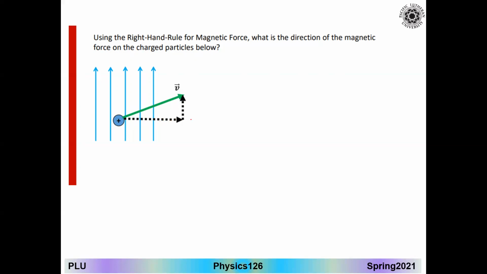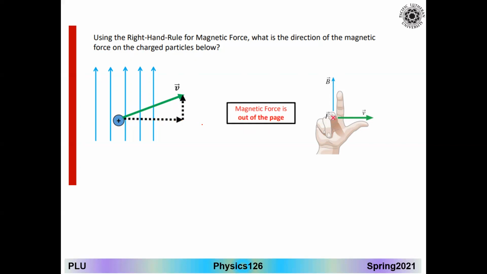So I put my thumb toward the velocity, to the right side, and my magnetic field points up, so the four fingers point up. Then I can find my force will be toward outside, out of the page.